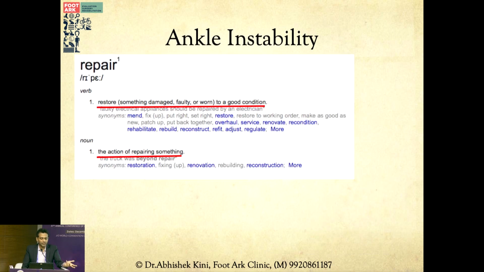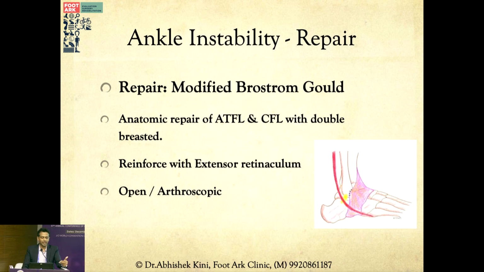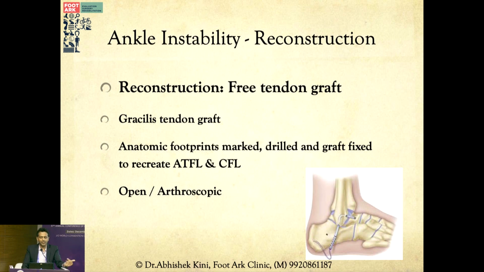And again, repair versus reconstruction. Repair is to restore. Reconstruction is the action or process of reconstructing, adding something new to do something else, like an ACL or an ATFL, CFL reconstruction. Modified Brostrom Gould is an anatomic repair for ATFL and CFL, with double-breasting of those tendons. That's the Gould's modification, you reinforce with the inferior extensor retinaculum. It can be done open versus arthroscopic. And in reconstruction, this is how it's done: you use a free tendon graft and you reattach to the anatomical points of ATFL and CFL. Again, this can be done open and arthroscopic.